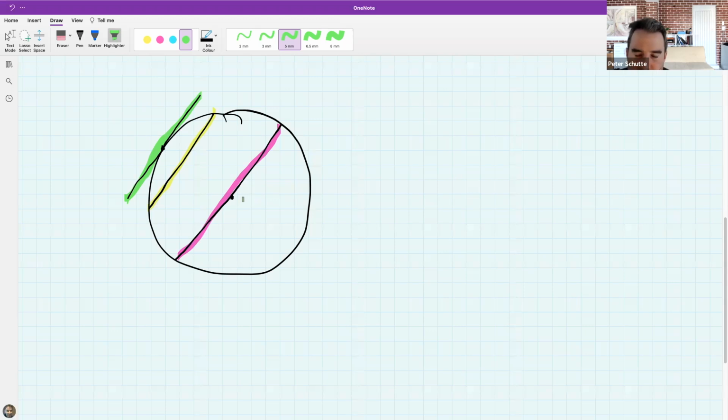So pink is the diameter. I agree. Pink is the diameter. And green is, it seems the people have spoken and said green is a tangent. I agree with that. And what about the yellow? Yes, the yellow is called a chord. Absolutely.